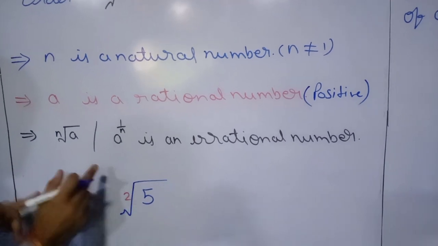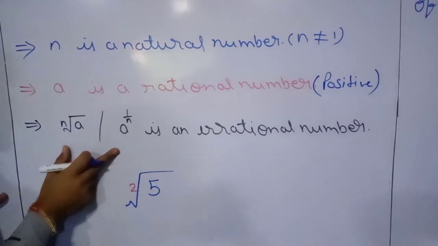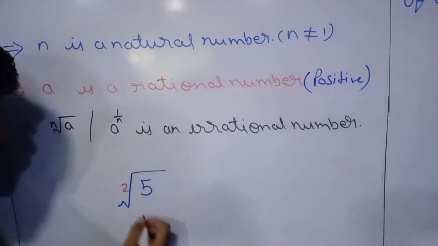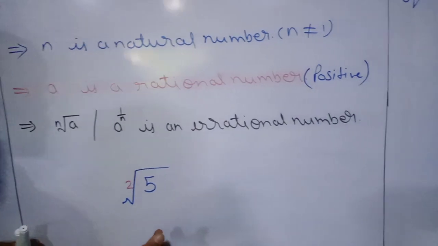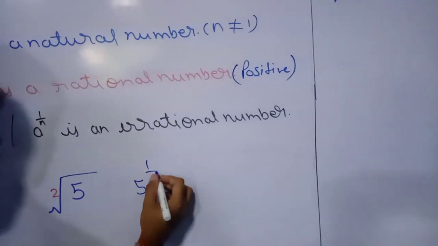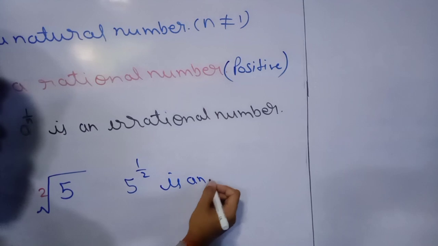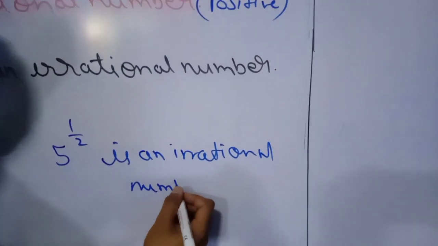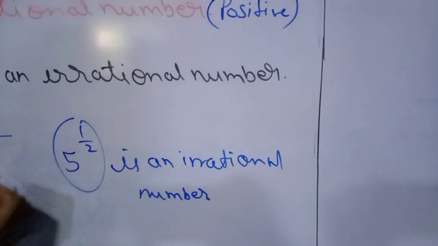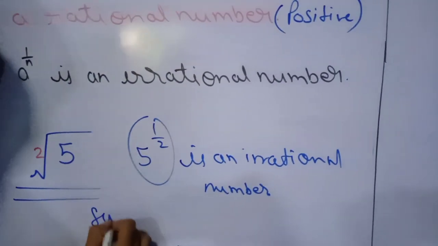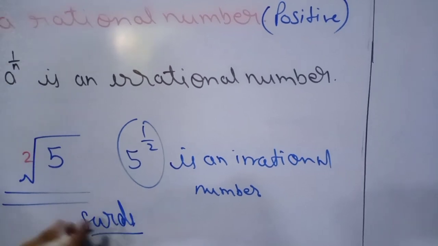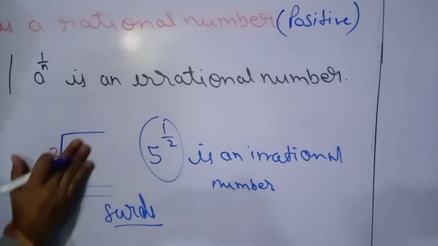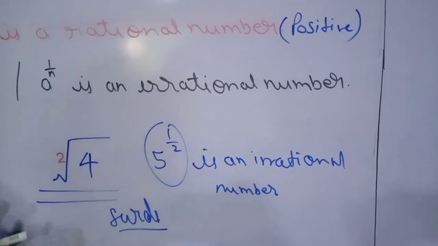Positive rational number, yes. But here the third condition: root A, that means 5 raised to 1 upon 2, is an irrational number. Yes, this is an irrational number, so we can say this is a surd.